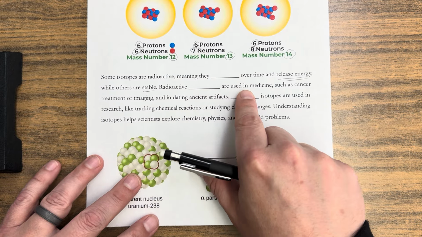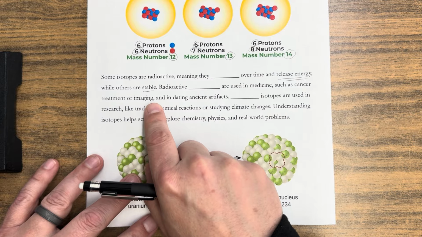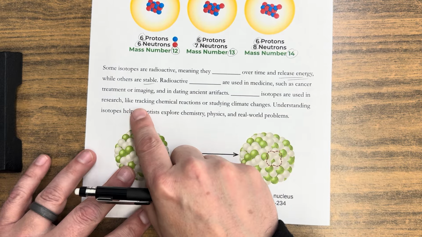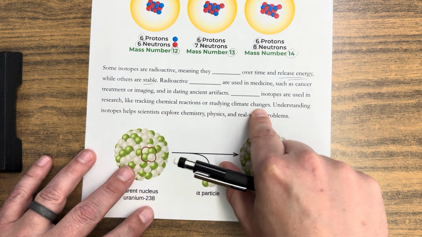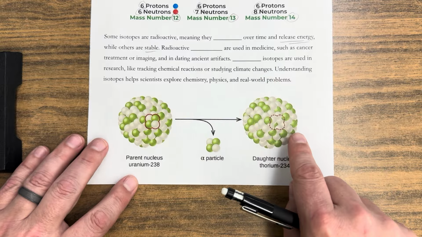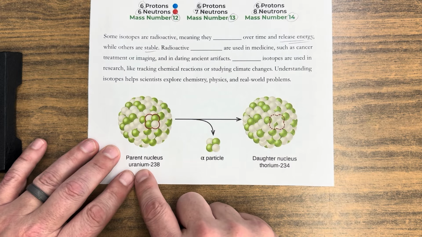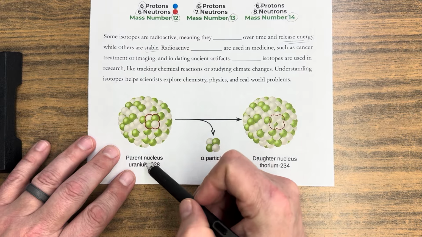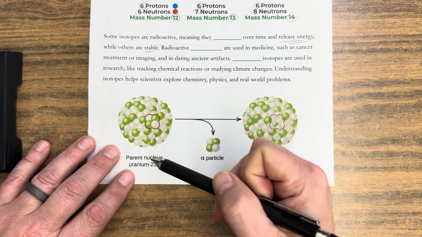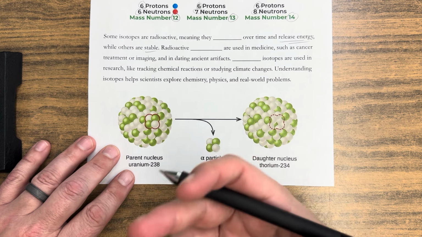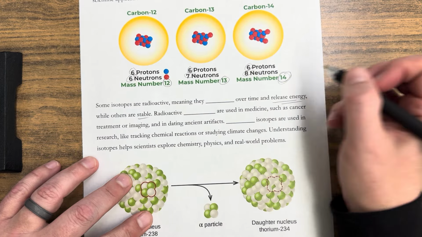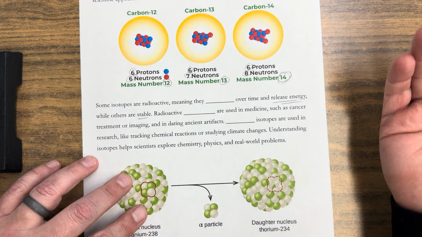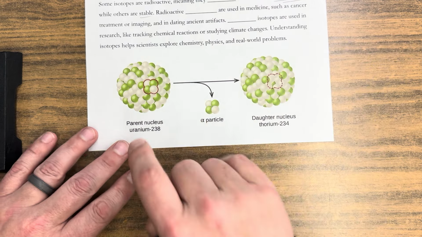Radioactive isotopes are used in medicine, such as cancer treatment or imaging, and in dating ancient artifacts. Stable isotopes are used in research, like tracking chemical reactions or studying climate changes. Down here, we see a uranium atom that is radioactive. It's unstable, and usually they're unstable because they have so many extra neutrons. That's what we find a lot. Having those extra neutrons makes them unstable, and they want to release some of their extra energy to become stable. And that's what this decay is.